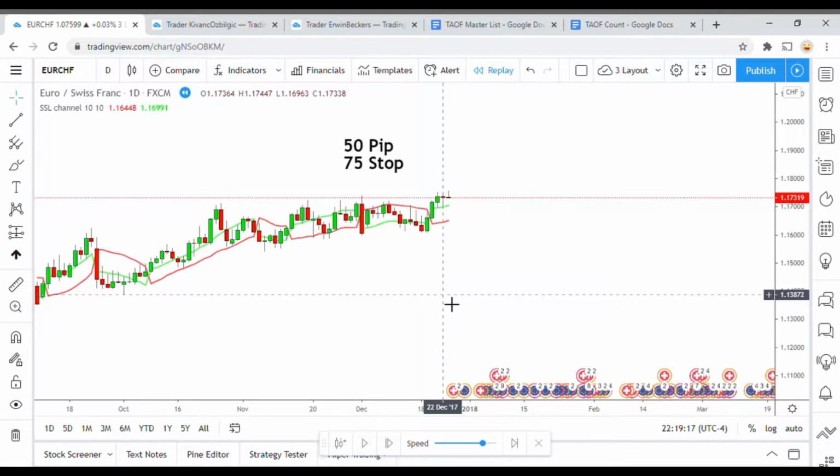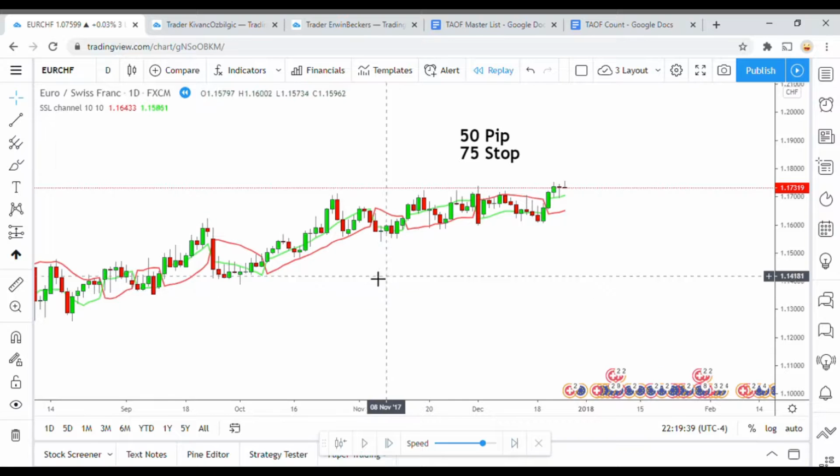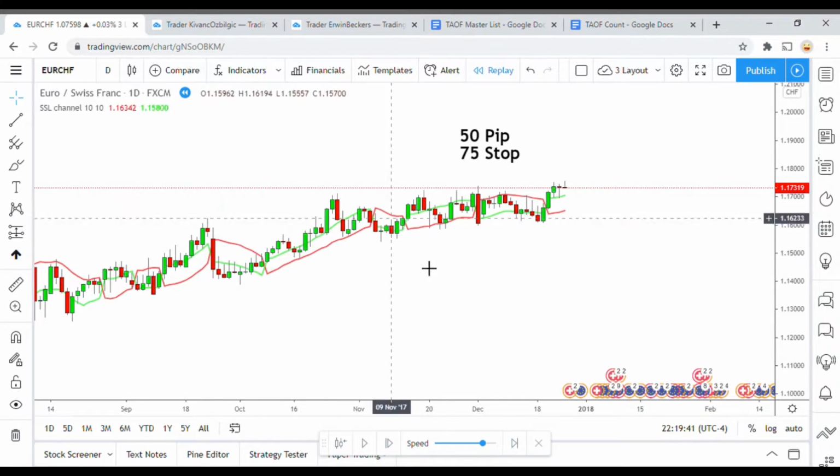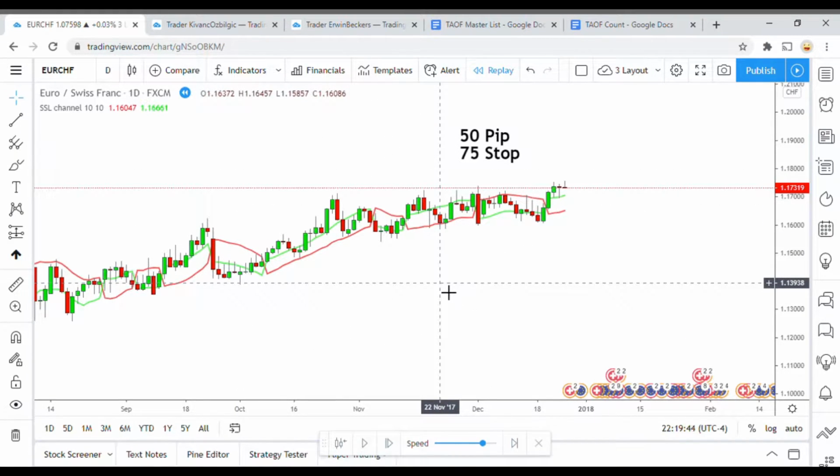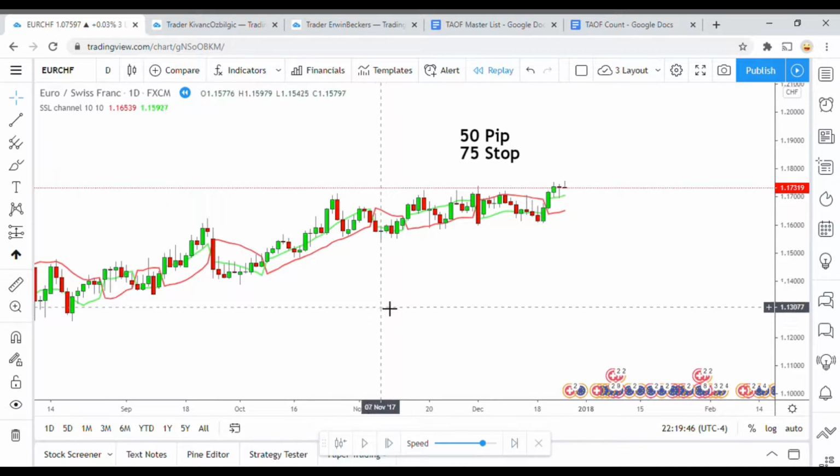Alright, so the SSL indicator. This is a TradingView member created indicator, and so there will be a link to this indicator below in the description. The creator called it the SSL channel, and so obviously it forms a channel between two lines here.